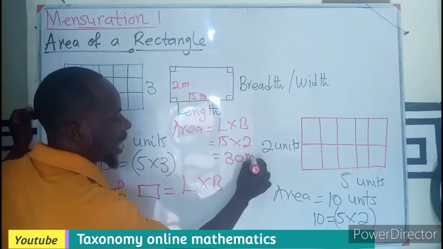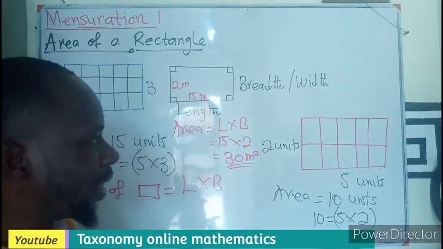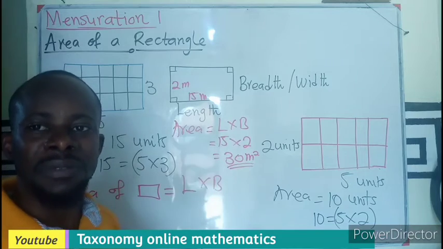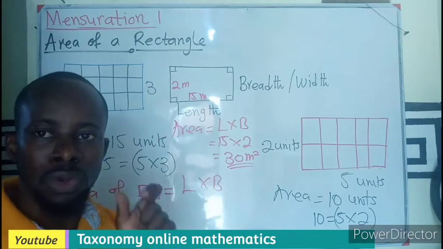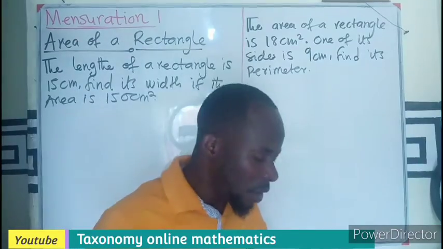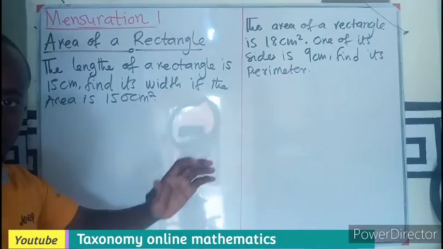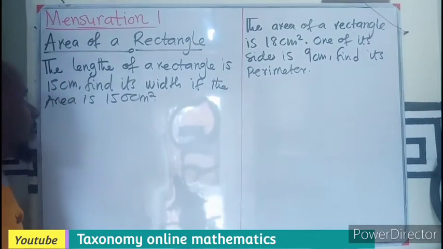30 meter square as the area of a rectangle with length 15 meter, breadth 2 meter. I believe you get the concept. Good. Alright, so let's take these two questions and see how we can relate it with what we just treated.